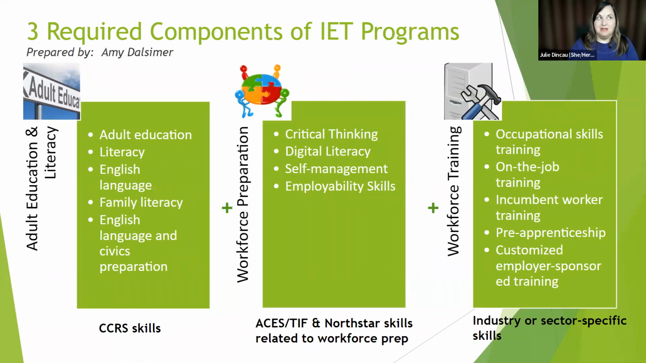So I would say in the early 2000s to 2010, we saw a lot more incumbent worker training and workplace training. Then it kind of went away and we saw more work being done with customized training at the community colleges. And now we see more of the occupational skills training provided with trainers that may or may not be connected to our two-year public community colleges and technical colleges. So those are the three components that would make up an integrated education and training program. Next slide, please.